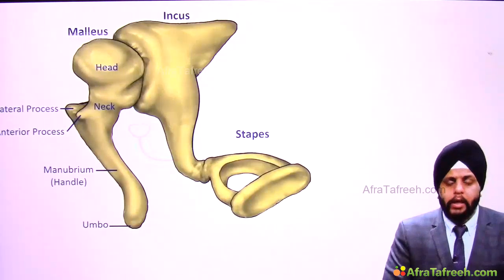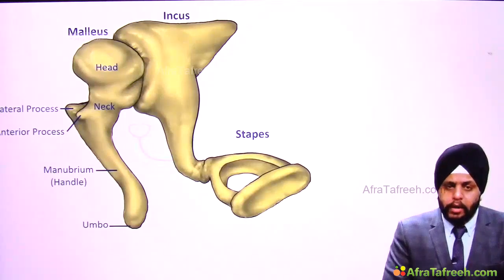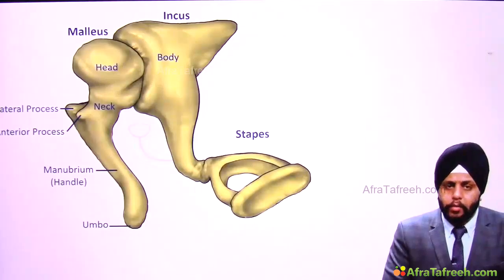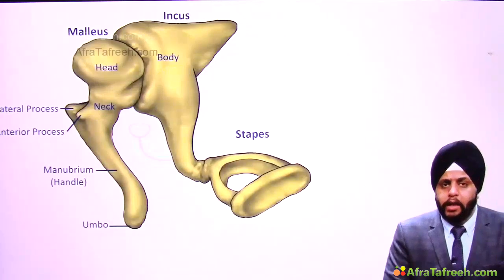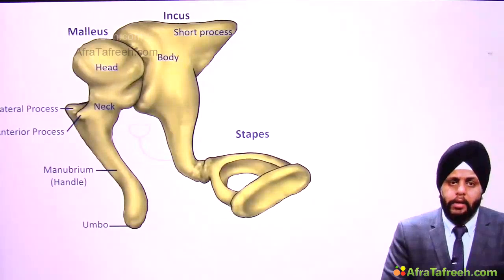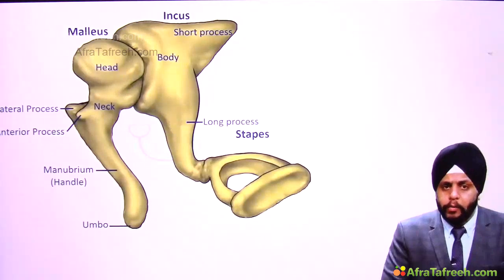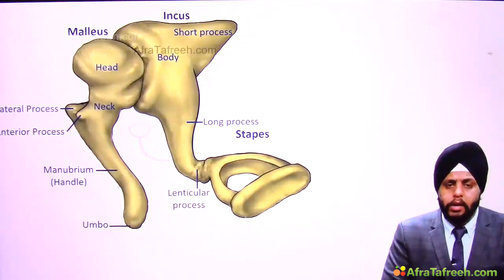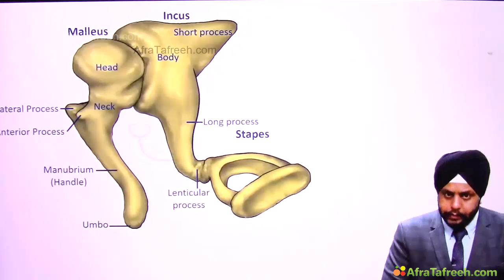All right. Okay, let's come to incus. So what are the parts of incus? Incus, we have the body. You can see over here the body, and from the body comes out the short process of incus. And then we have the long process of incus. The long process ends with a small lenticular process of incus.